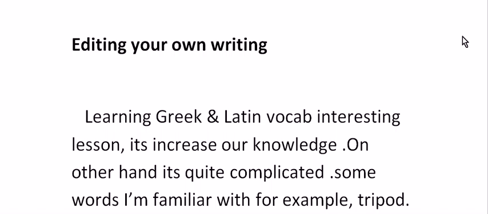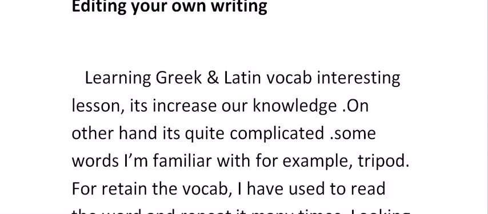This piece of writing is a reflection on some Greek and Latin vocabulary we looked at. A lot of words in English come from Greek and Latin, and this was a reading lesson, and I asked the students to write a reflection on whether they thought this was useful and interesting. So this student writes, "Learning Greek and Latin vocab, interesting lesson, it's increase our knowledge."